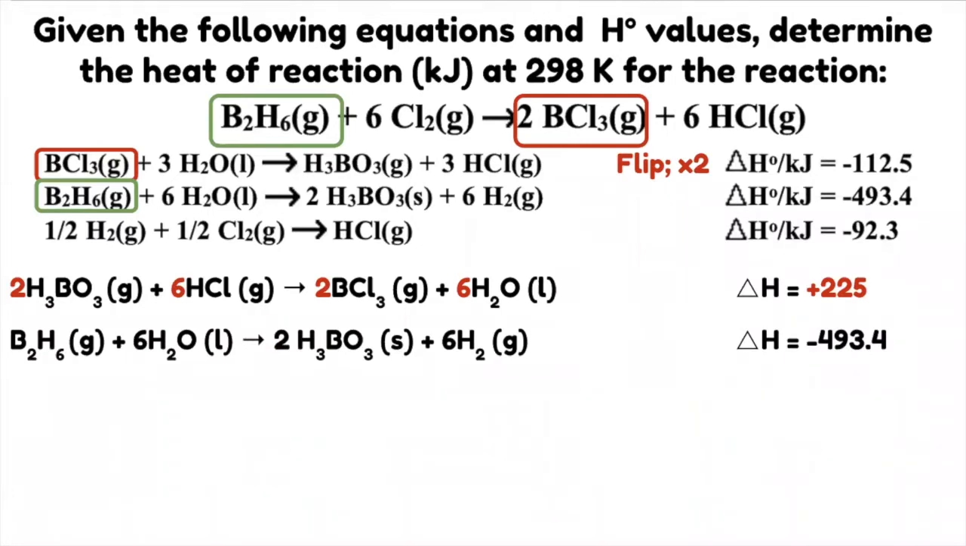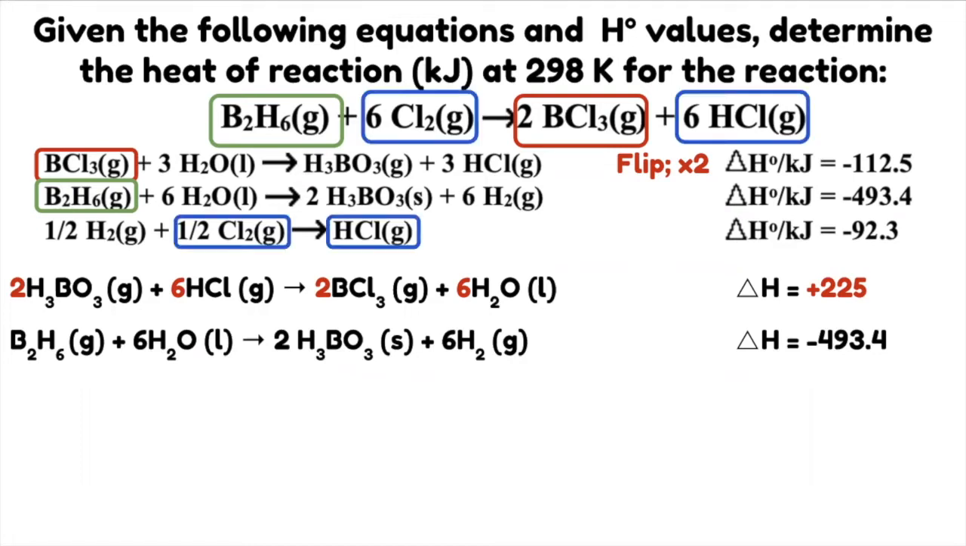Then on the third equation, you need to have Cl2 on the reactant side and HCl on the product side. So it stays as is, but you need to multiply it by 12. Why multiply it by 12? So that you can get 6Cl2. Remember, 12 times 1/2, you will get 6. Take note, you have to also multiply this by 12. Okay, so you will get this equation.